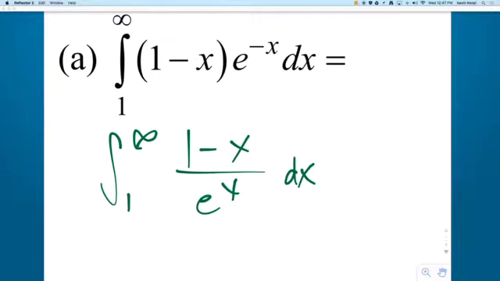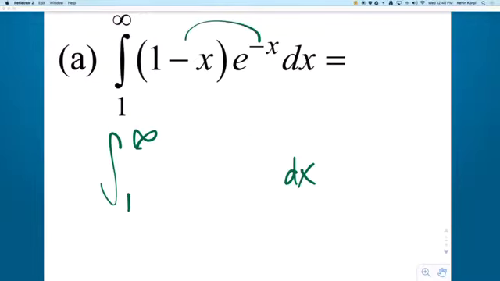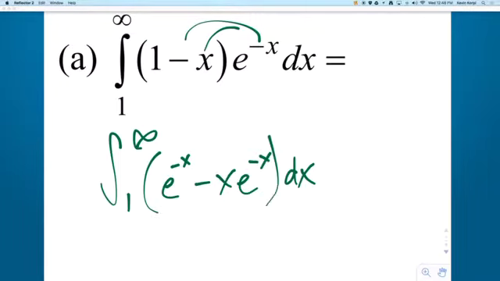But see, we're not trying to evaluate the limit. We're trying to evaluate the integral. So L'Hopital's rule doesn't work until we're ready to evaluate it. This doesn't help us find the antiderivative. So what we have to do instead is distribute. Or put it over x and then split it up if you want. But in this case, it's already ready to distribute. So you get e to the negative x, and you get minus x e to the negative x. And remember that if you have more than one term in your integrand, you need parentheses around it.